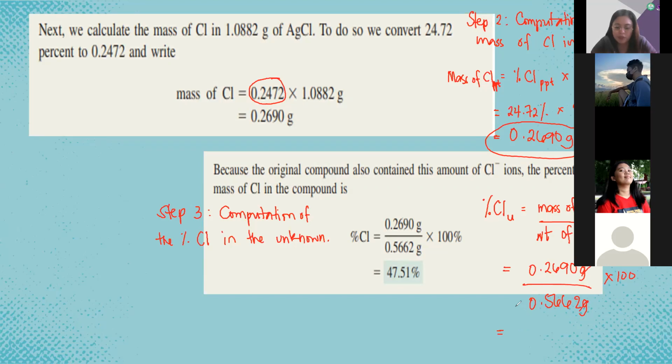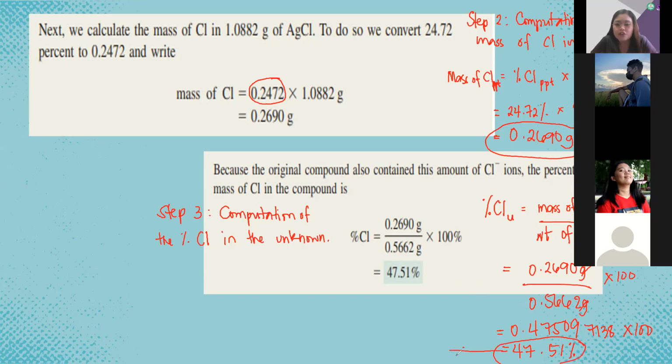So 0.2690 divided by 0.5662 is 0.475097138 times 100. So times 100 and let's round it off to 2 decimal places. So we have here 47.51%.